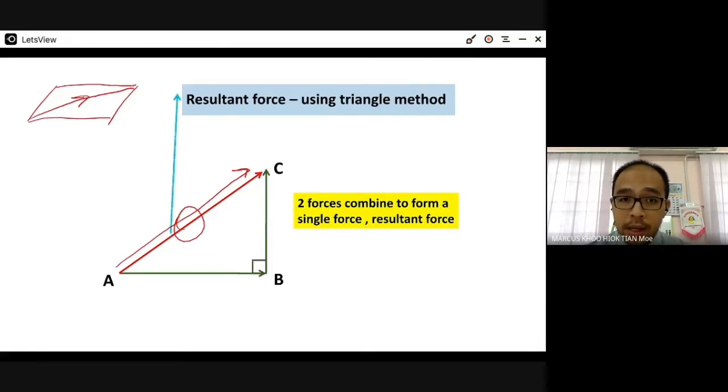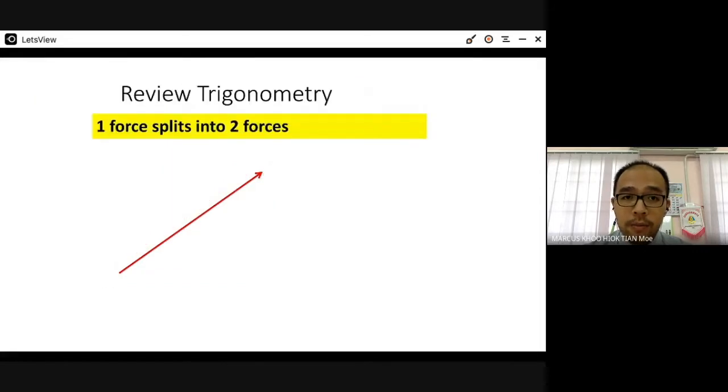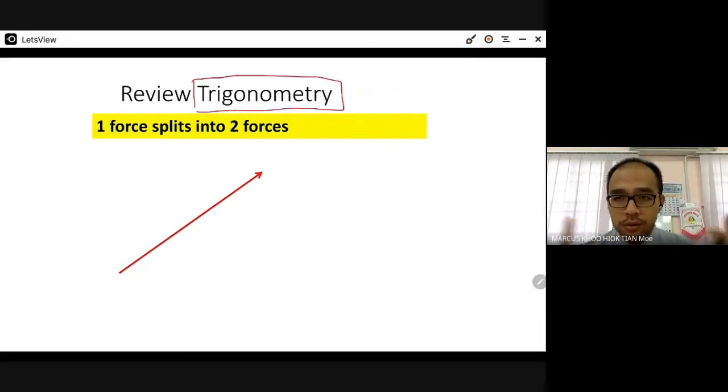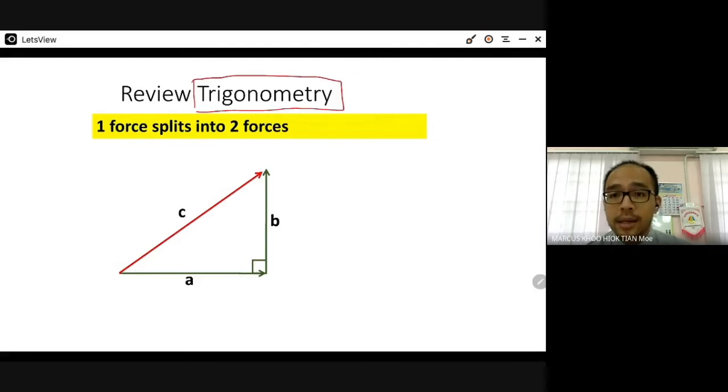Okay, so let's do a little bit of trigonometry. We have to do a little bit of trigonometry review just to remind you of the important things here. When you split one force into two components, and if there is an angle over here, let's call this A, B, C. Side A, side B, and side C. And let's say there's an angle of theta over here.